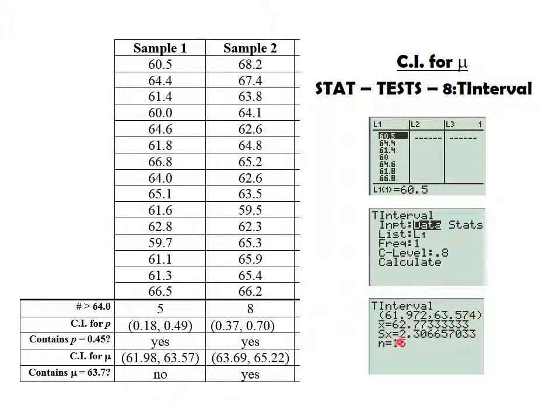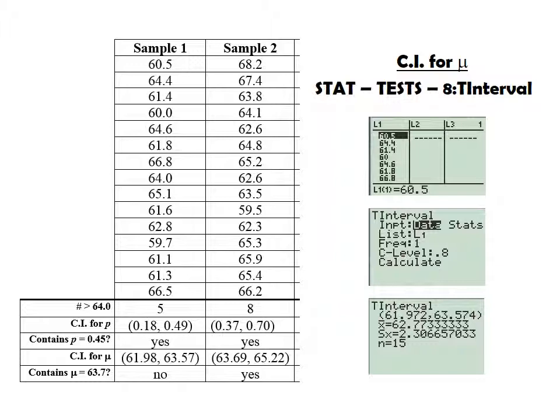Okay. And then we're going to ask ourselves, does that confidence interval contain 63.7? Well, notice that 63.7 is bigger than this upper limit. So that interval does not contain the true value of 63.7. Doesn't mean we did anything wrong. Just means our confidence interval doesn't quite contain 63.7.